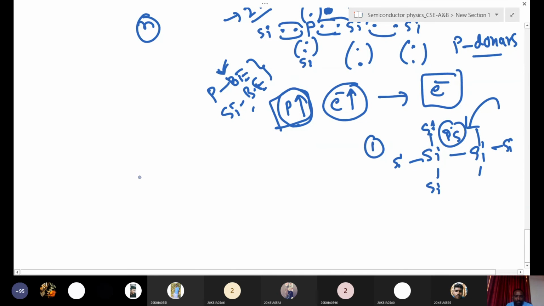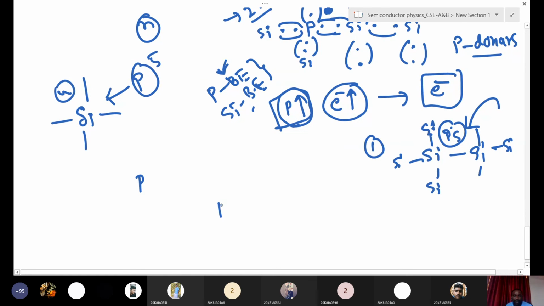So this is the silicon network, like this. We are adding one phosphorus atom to silicon. Phosphorus has 5 electrons, silicon has 4 electrons. If you draw the diagram, phosphorus shares 1 electron with silicon and makes a covalent bond. Here also it makes a covalent bond with neighboring silicon, and silicon also shares 1 electron. Like this, it makes covalent bonds, but one extra electron is there.